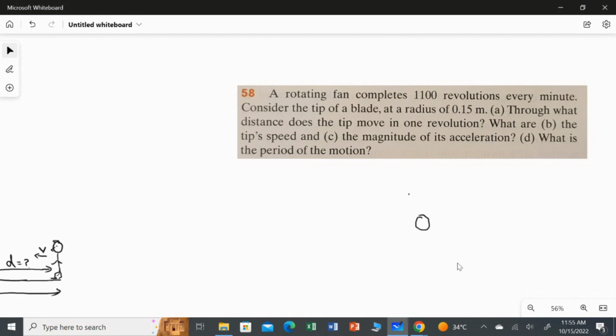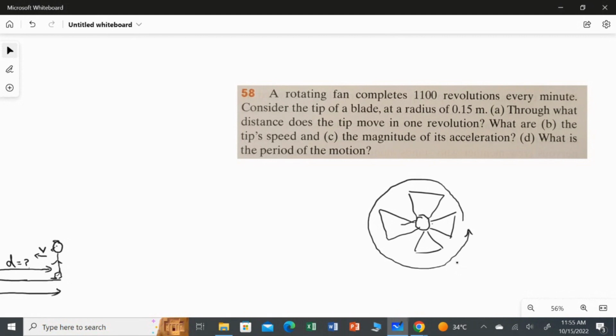So if you take a fan, so we have a fan, and this fan is rotating. Am I right? So for every minute, it completes 1100 revolutions every minute. So every minute they make 1100 revolutions.